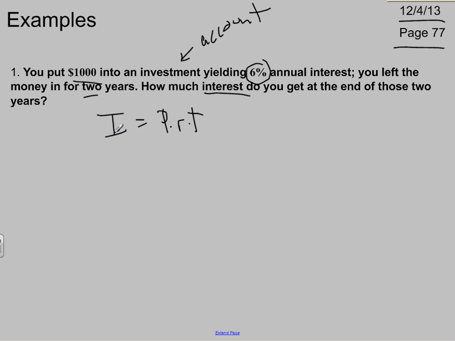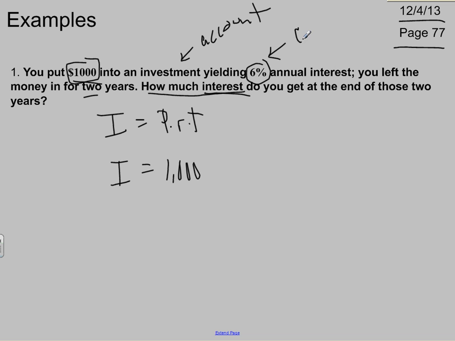So the interest, does the problem tell us the interest? No, the problem asks us how much interest you get at the end of those 2 years. So I is what we don't know. It's going to stay as I. P is the principal, the amount of money that we put into the account, and that's going to be this $1,000 here. You put $1,000 into an investment. So I'll write that here. R is my rate. The rate is the percent.